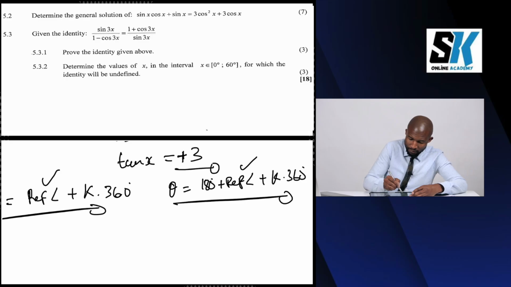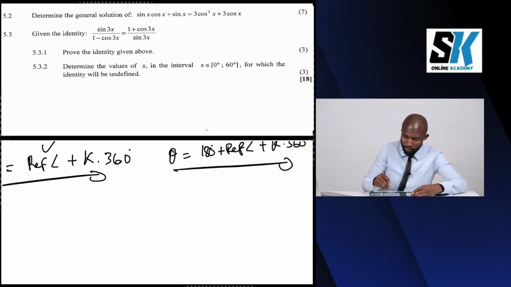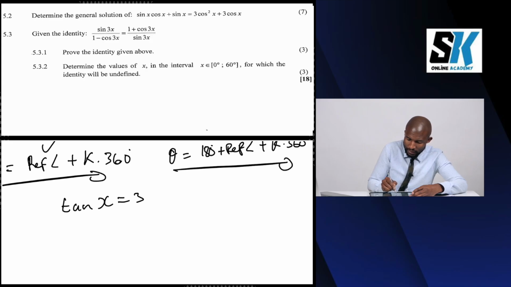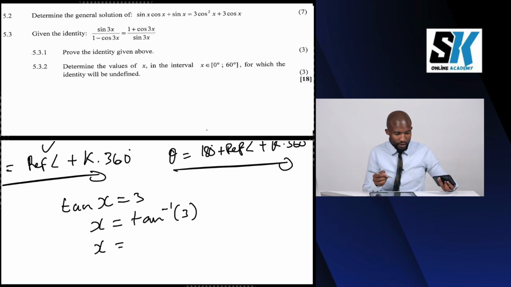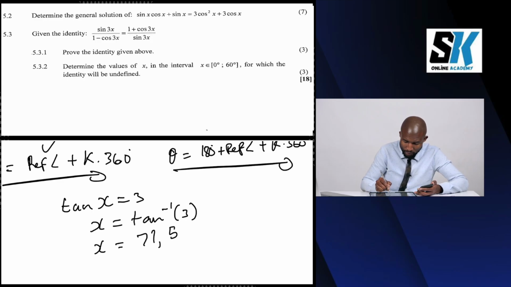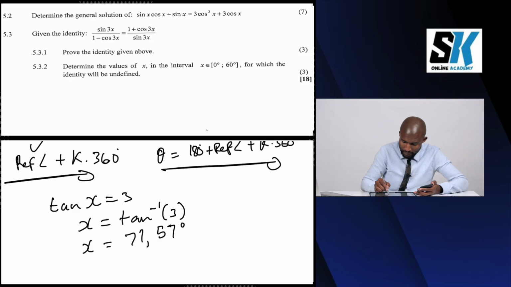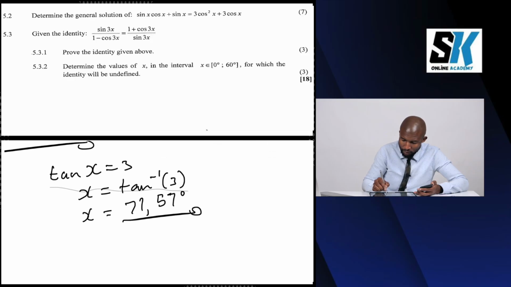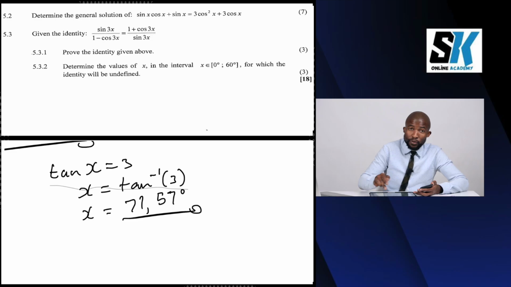But before that, we need to find the reference angle that we're going to insert in those two equations. So to get our reference angle, we're just going to say tan x being equal to 3. So x is equal to tan inverse of 3. Then when you insert that into your calculator, we're going to have, so let's say shift, then tan, then you say 3. So it's going to be 71.57 if you round that off. So now we can use those equations.